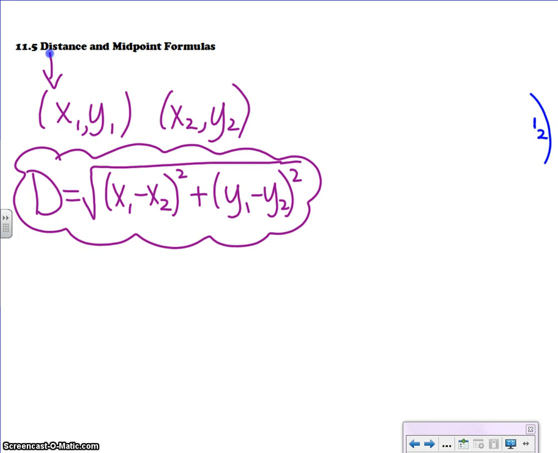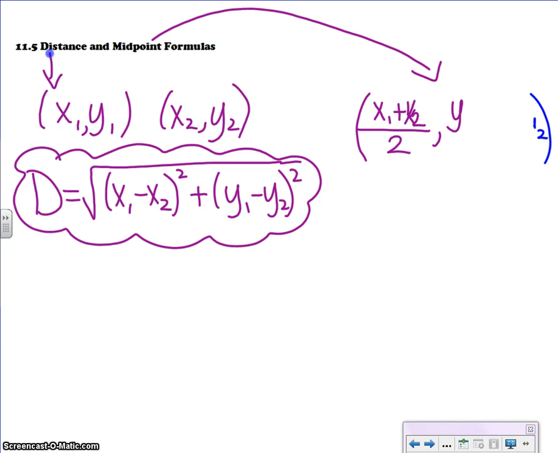And then our midpoint formula, that's again also when we have 2 ordered pairs. I kind of think of it as taking the average. So we're adding the 2 x coordinates together, and we divide by 2, and then we add the 2 y coordinates together, and we divide those by 2, and that ends up giving us our midpoint. Okay?